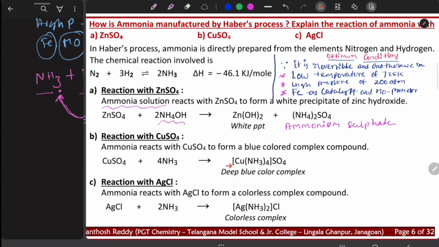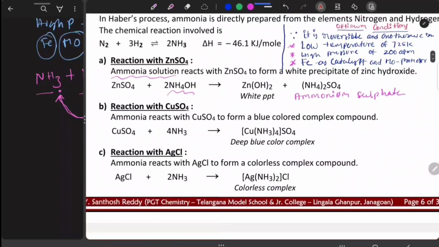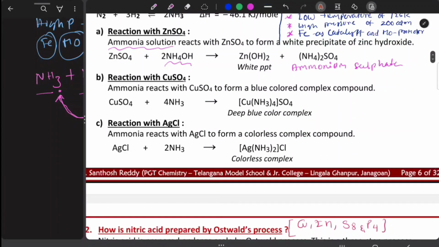If you write any compound in square brackets, it represents a complex compound, and you keep this SO4 outside. You will learn about these complex compounds clearly in the chapter D and F block elements and coordination compounds. So a deep blue color complex compound is formed. That's all, very simple. Copper combines with 4 ammonia molecules, Cu(NH3) taken 4 within the square brackets, and this SO4 is outside the square brackets, and this is a complex compound. It is deep blue in color. And in your second year practicals also, you learn about this reaction.